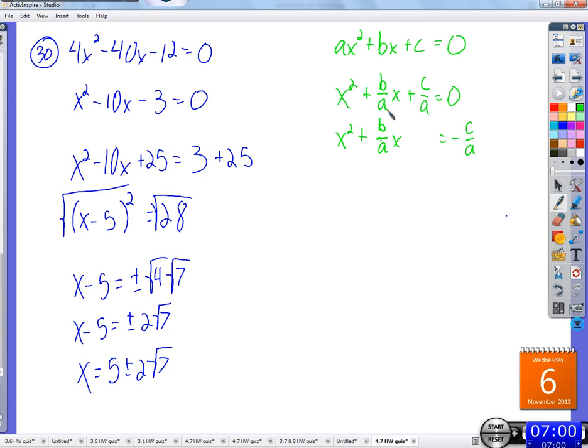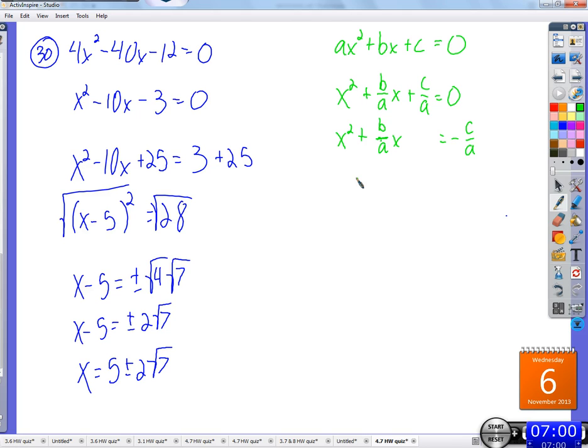Divide everything by a, so we get 1x squared, and we just move this constant over there, subtract the c over a for both sides. Okay, so that's where we're at right here, right? Before we got the 25, somehow we found this 25. How did we do that? Yeah, we figured out how this would have to factor, and then when we knew how that would factor, that told us that there was a 25.